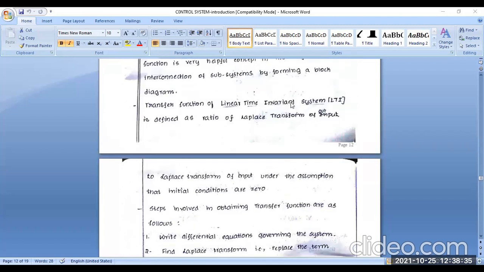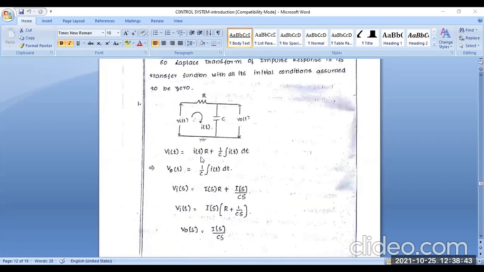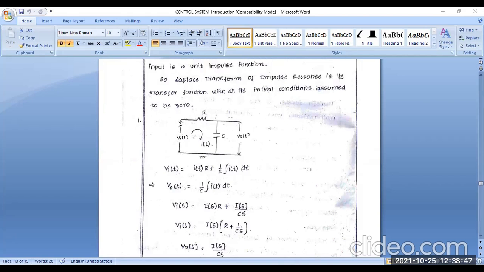Okay, first, for the LTI system, the linear time invariant system, we have to assume the initial conditions to be zero. So here there are two things to observe: one is the input section, another is the output section. We can easily write the input function, that is the input voltage VIT, which is equal to I(t)R plus 1 by C integration I(t) dt, according to this RC circuit.